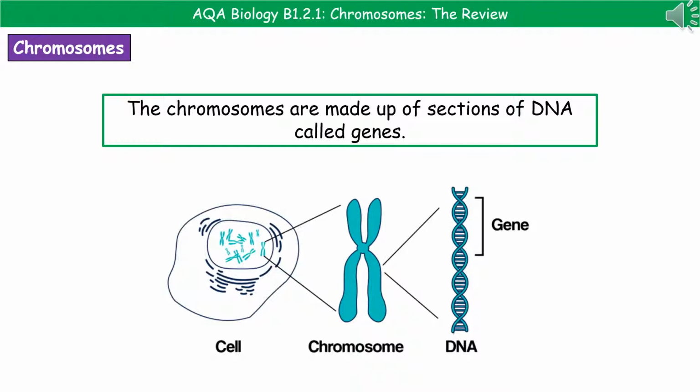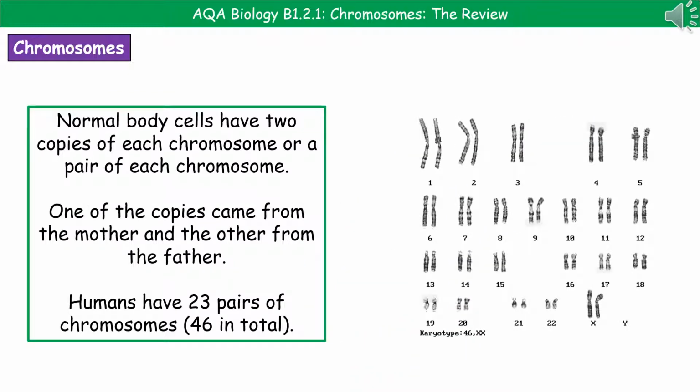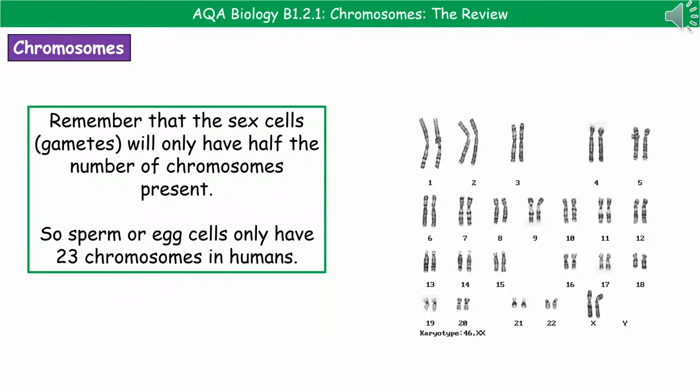If we consider what we actually find inside a normal body cell, then we've got two copies of each chromosome. Or we could say we have a pair of each chromosome. One of those copies of the chromosome came from the mother and the other one came from the father. So again, if we think about humans, then we have 23 pairs of chromosomes in our normal body cells, which is 46 chromosomes in total.